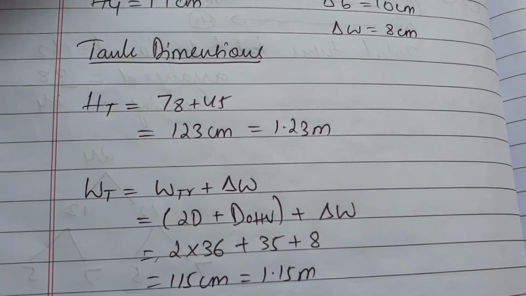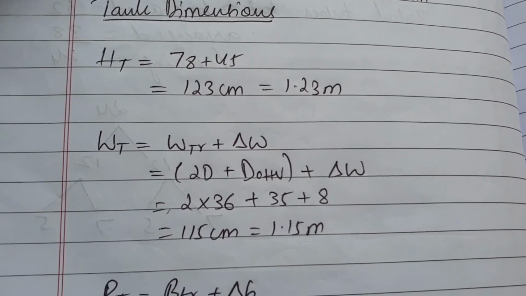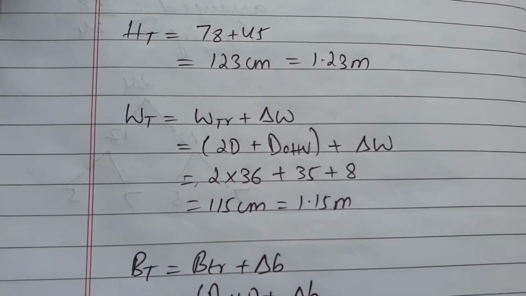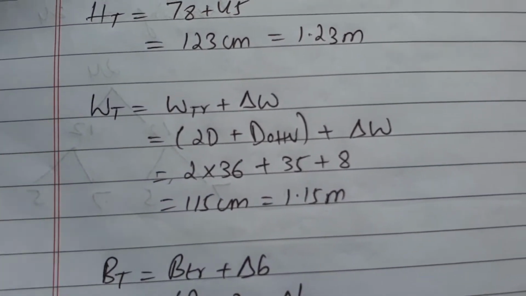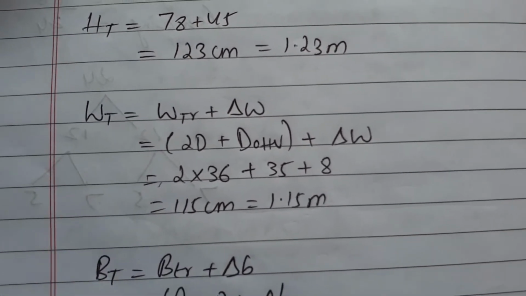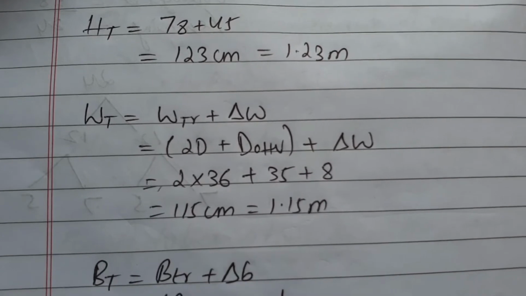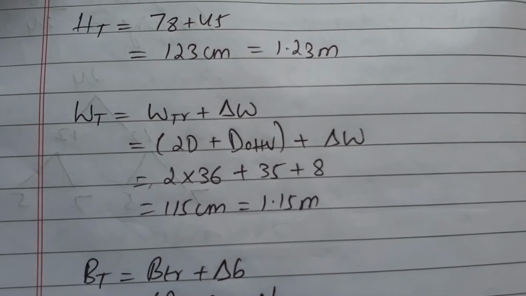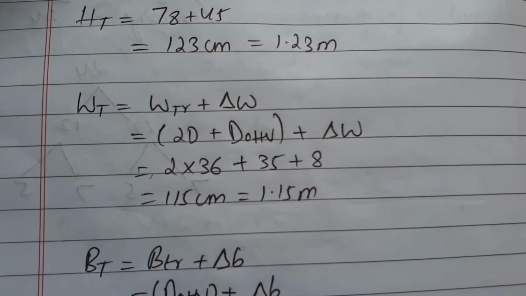As usual, first calculate the tank dimensions. HT is equal to 78 plus 45. So therefore total transformer height is 1.23 meters. And next, width of transformer tank WT is equal to WTR plus delta W. WTR value is not given, but we can calculate it as 2D plus DOHV. Since it's a 3-phase transformer, I am writing 2D plus DOHV plus delta W. When you calculate, the width of transformer tank is 115 centimeter, which is nothing but 1.15 meter.